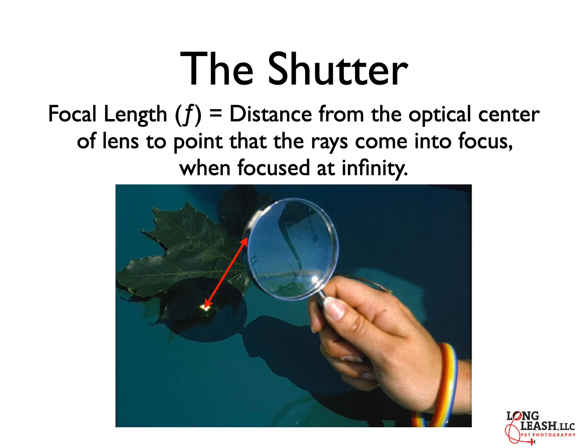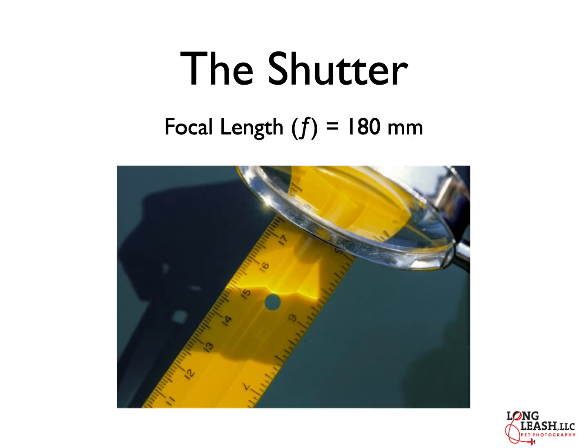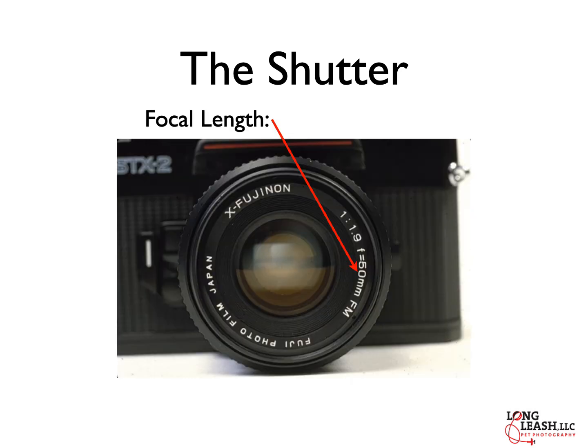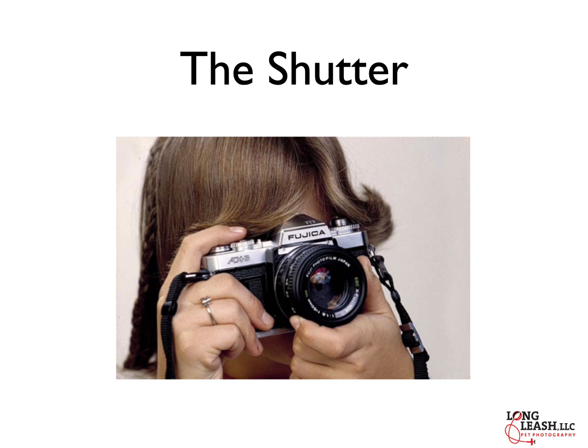It's the optical center of the lens to where it's in focus, and in this case, it's 180 millimeters. But you don't have to do that because the focal length is always marked on the lens. So this 50 millimeter lens means you can safely hold it at 1/60th of a second.